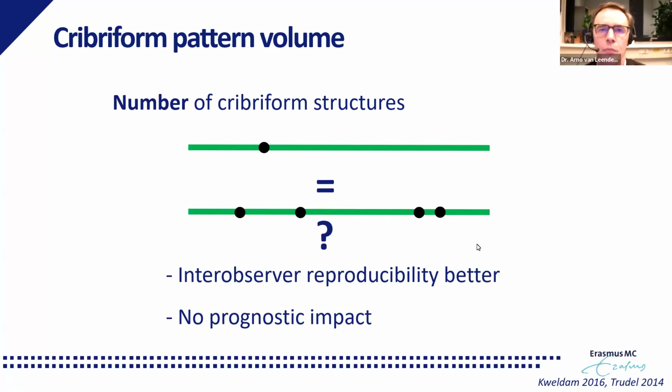And we know that if you have more foci of cribriform pattern, inter-observer reproducibility is getting better. We agree more that we are looking at cribriform pattern, but it doesn't have prognostic impact. And that may be explained because if you have cribriform pattern, even when you have one cribriform focus, it means that this is probably a reflection of underlying genomic instability. So one cribriform area already is a signature of underlying genomic instability. So more foci doesn't really have a worse impact or more prognostic impact.